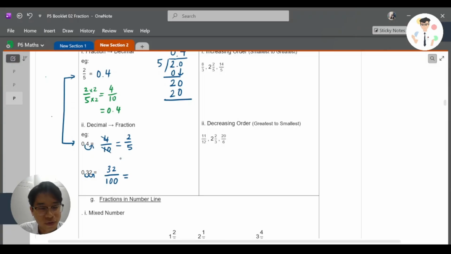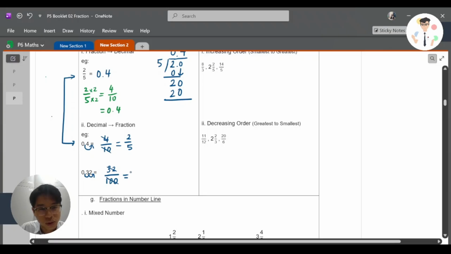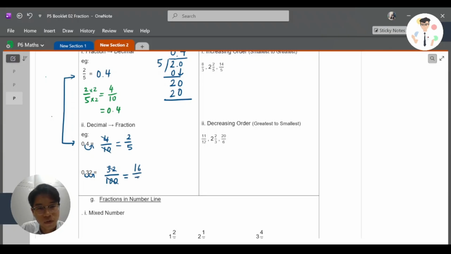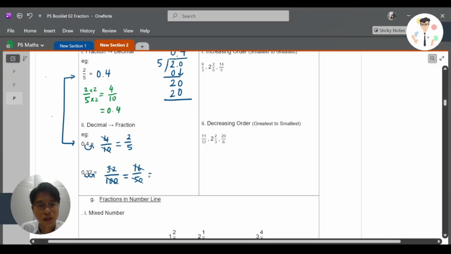Now, if we want to have the simplest form and we're not really sure, it's okay if we don't have a calculator. We just do it step by step. I divide by 2, I divide by 2. I know that it gives me 16 over 50. Can I further simplify it? Yes, I divide by 2, I divide by 2. That gives me 8 out of 25.